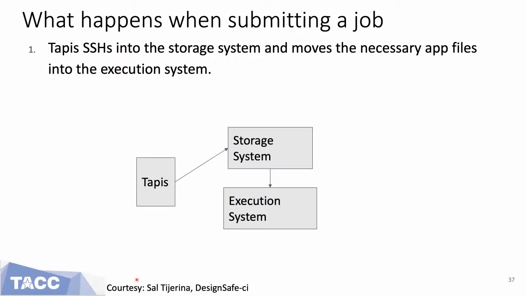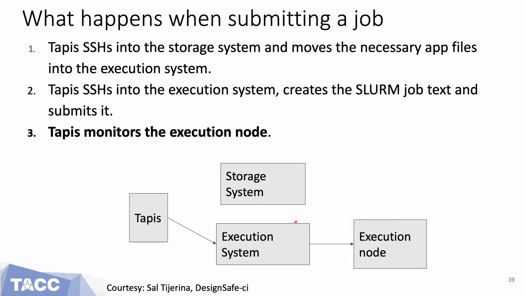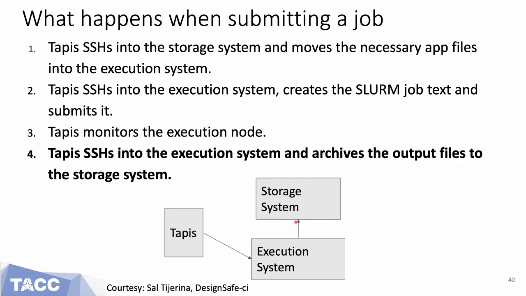So this is actually what's going to happen. Tapis first SSHs into the storage system where we have all our files, and it moves them across to the execution system into that scratch directory where we told it to put the files. Then Tapis will SSH into the execution system itself, create the Slurm job, create that submit.sh, and submit it. Then Tapis is just going to monitor the execution. It's going to watch until that job is finished. When the job is finished, Tapis is going to go back to the execution system and then send the files back to the storage system where we can have a look at them.